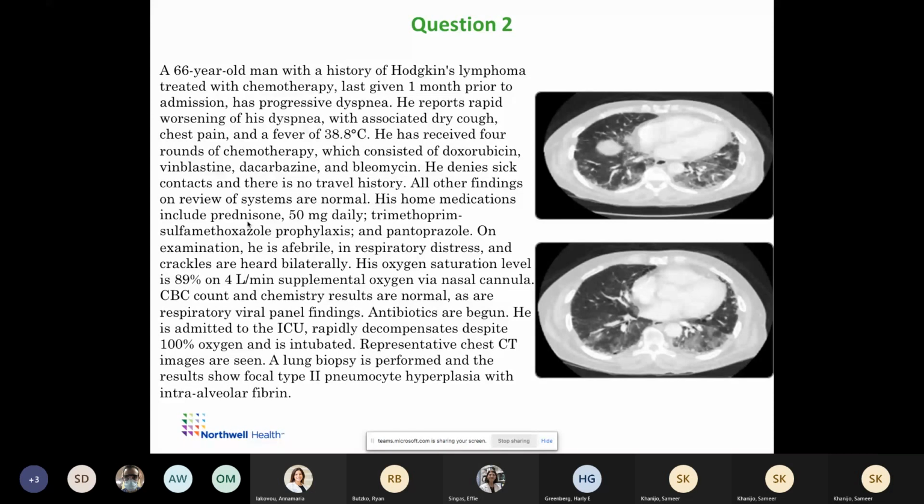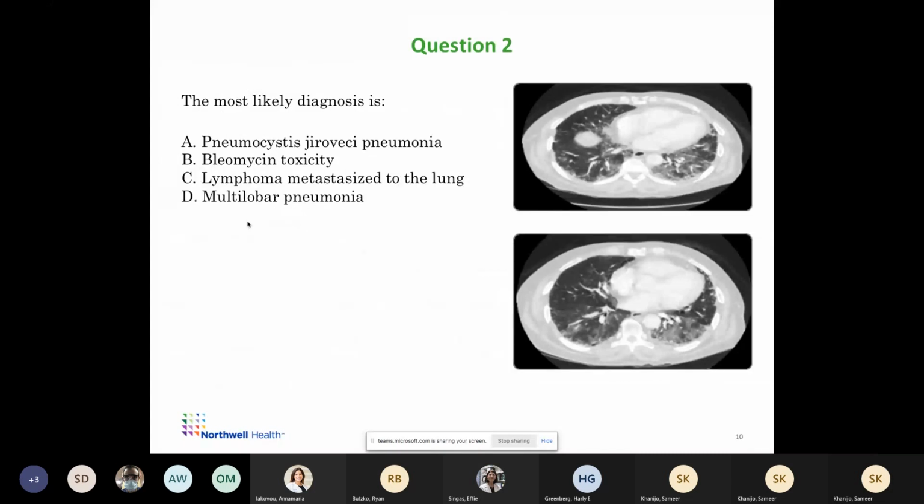On exam, he is afebrile, in respiratory distress, and crackles are heard bilaterally. His O2 level is 89% on 4 liters via nasal cannula. CBC count and chemistry results are normal, as are RBP findings. Antibiotics are begun. He is admitted to the ICU, rapidly decompensates despite 100% oxygen, and is intubated. Representative chest CT images are seen, a lung biopsy is performed, and the results show focal type 2 pneumocyte hyperplasia with intra-alveolar fibrin. So they're going to want to know, what is the most likely diagnosis?